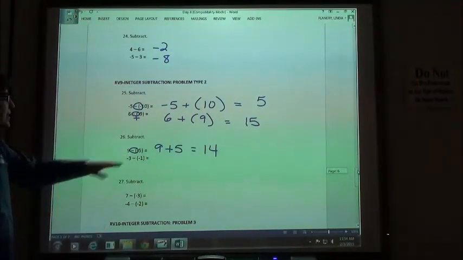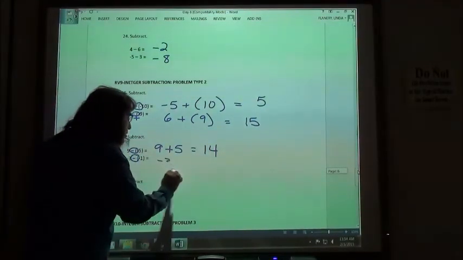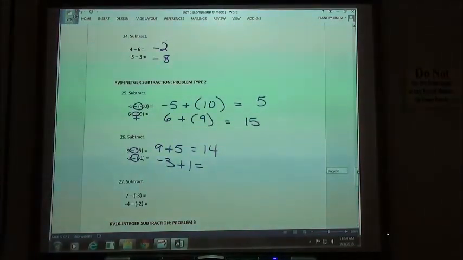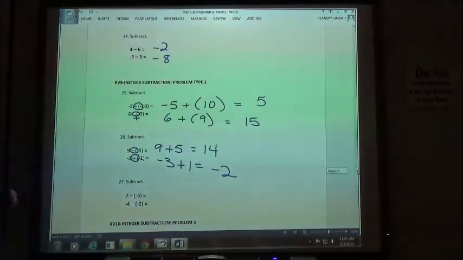Negative 3 minus a negative 1. I'm going to replace the minus a negative with a positive. So negative 3 plus 1. My signs are opposite. I subtract and take the sign of the larger. Negative 3 plus 1 is negative 2. So go ahead and do number 27 there.